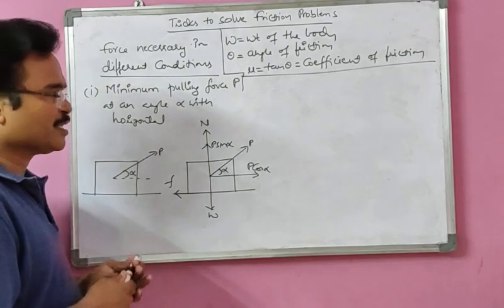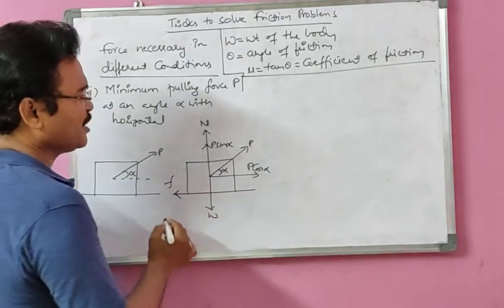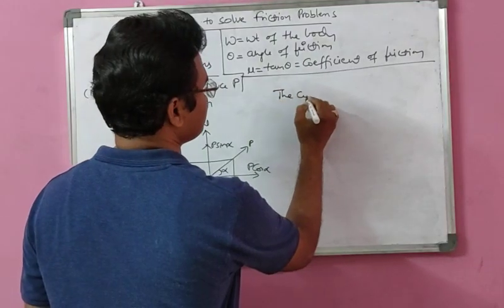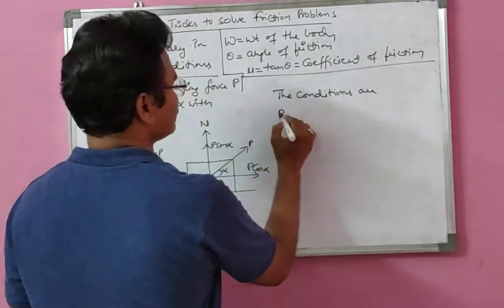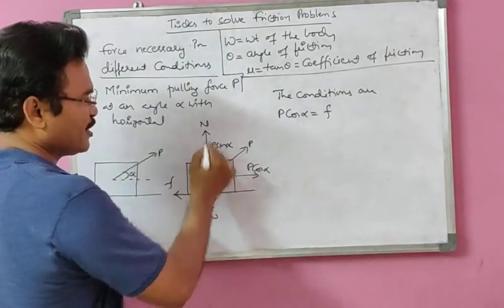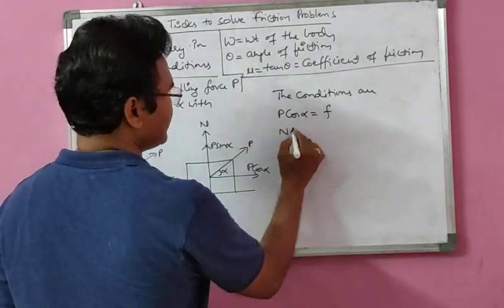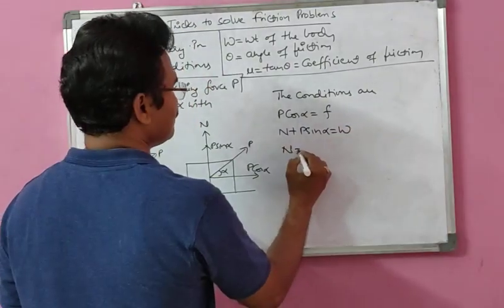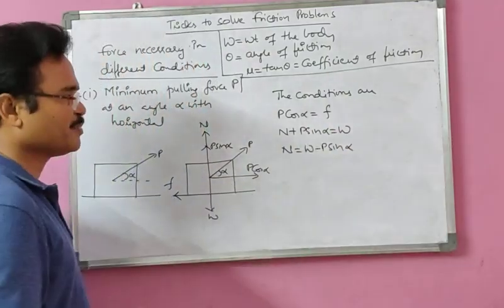And we are going to write the conditions here. The first condition is what? P cos alpha must be equal to F in order to move the body. So the conditions are: P cos alpha must be equal to F. And the second one, from the vertical direction, N plus P sin alpha equal to W. And N equal to W minus P sin alpha.